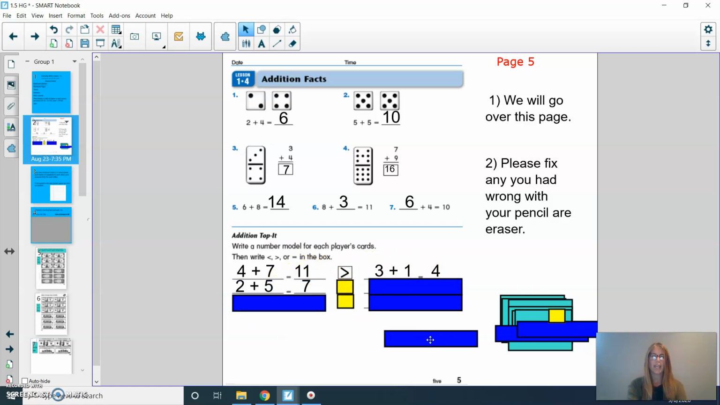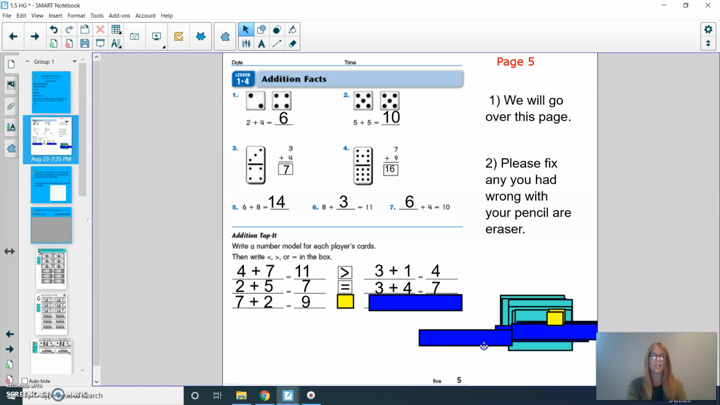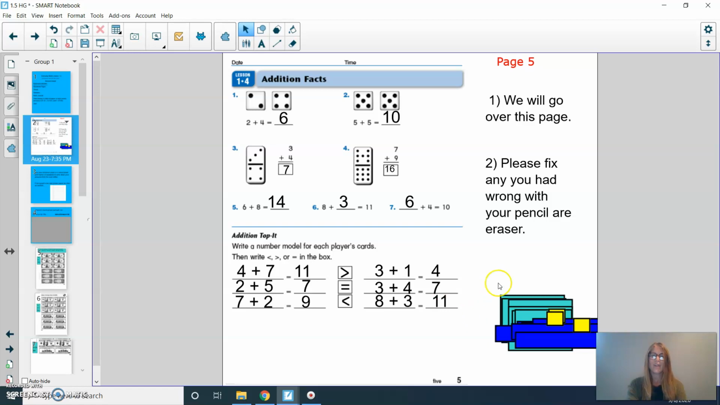For our second one, I had 2 plus 5, which equals 7. My second player had 3 plus 4, which equals 7. Well, this time I would show that with an equal sign because both players had the same amount of 7. And for the last one, I had 7 plus 2, which equals 9, and 8 plus 3, which equals 11. Well, this time 9 is less than 11, so my comparing symbol is facing the opposite way, showing that 11 is greater than. If you have any questions on this page, you can ask your classroom teacher, and please fix any of your mistakes.